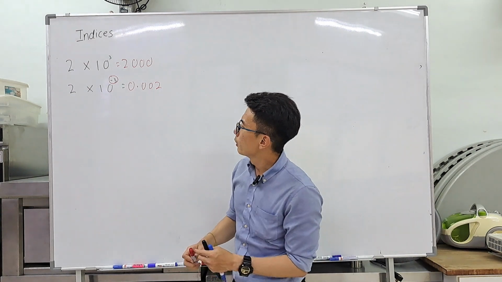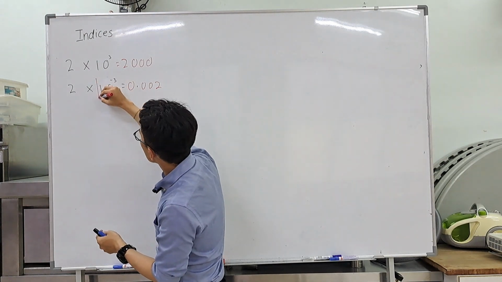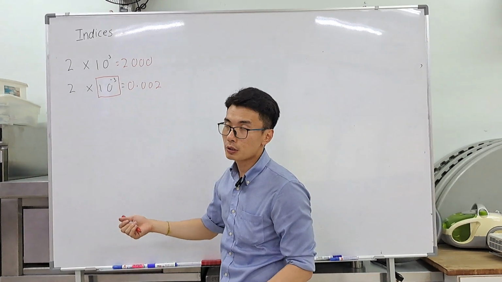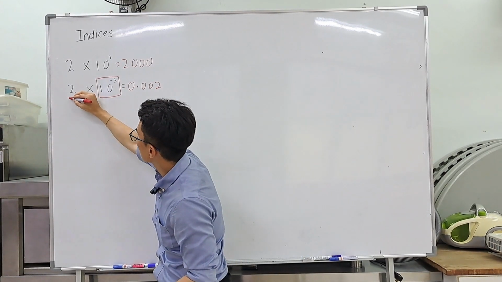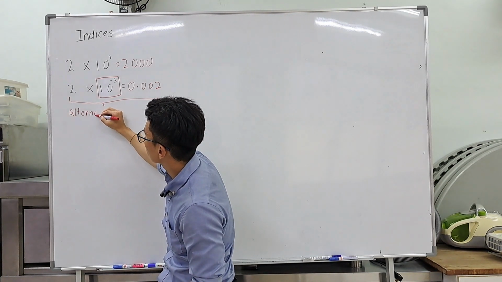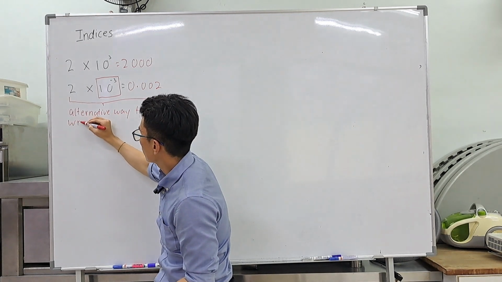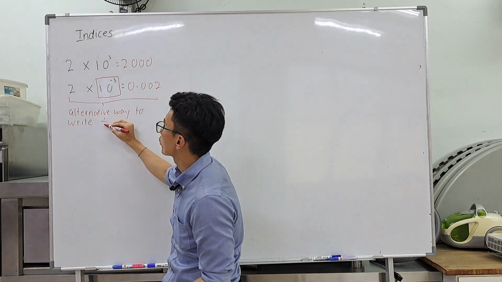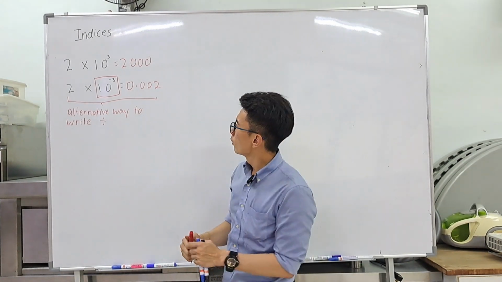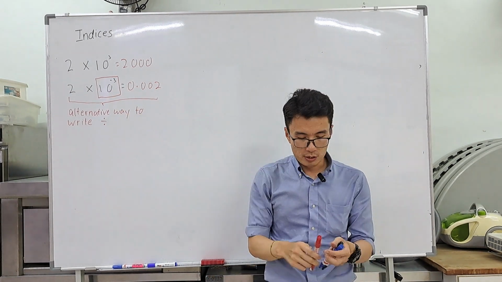Now why is that? This has to do with this power over here. What is actually happening here is a division. What I have written here is actually an alternative way to write your division operation. This will build up to our first important rule in indexes.